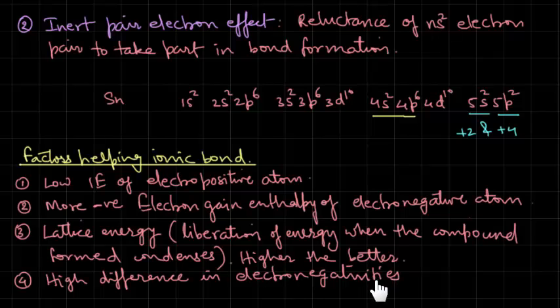High difference in electronegativities. This point is the same as the combination of 1 and 2. If the electronegativity difference between the two is large, that means one has a huge tendency to attract the electron and the other one has very little tendency to attract the electron. So the one which has more tendency will just take the electron from the one which has less tendency.